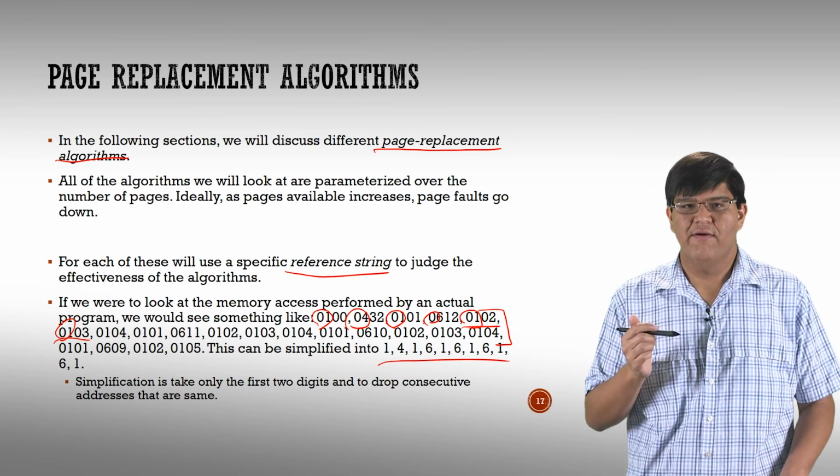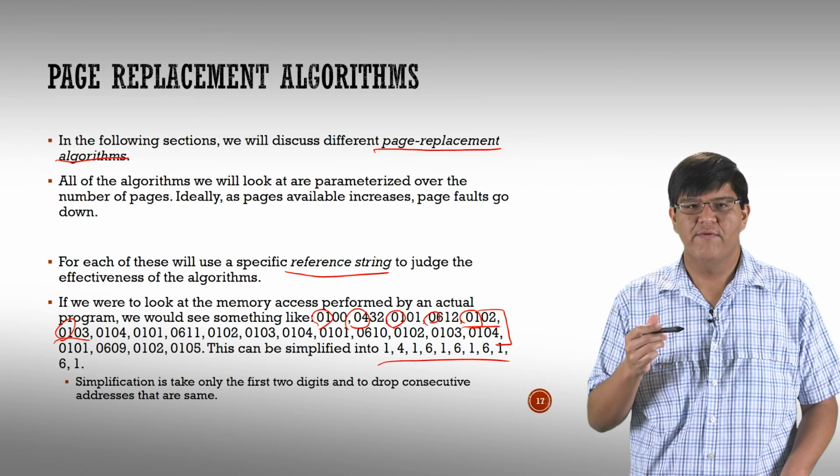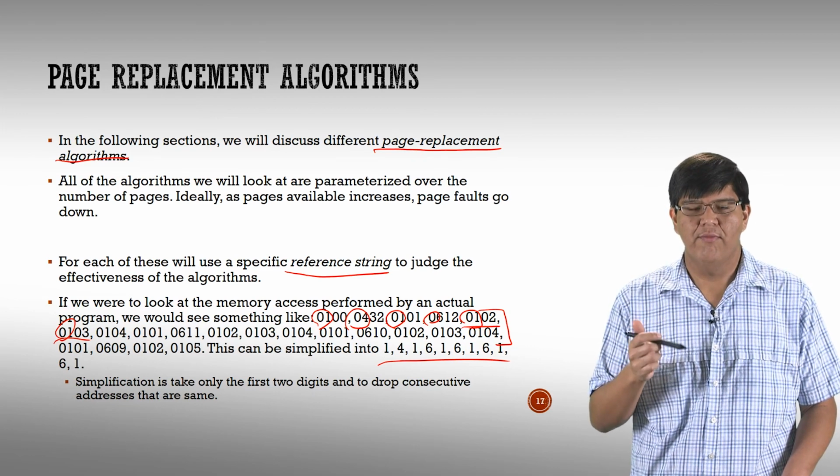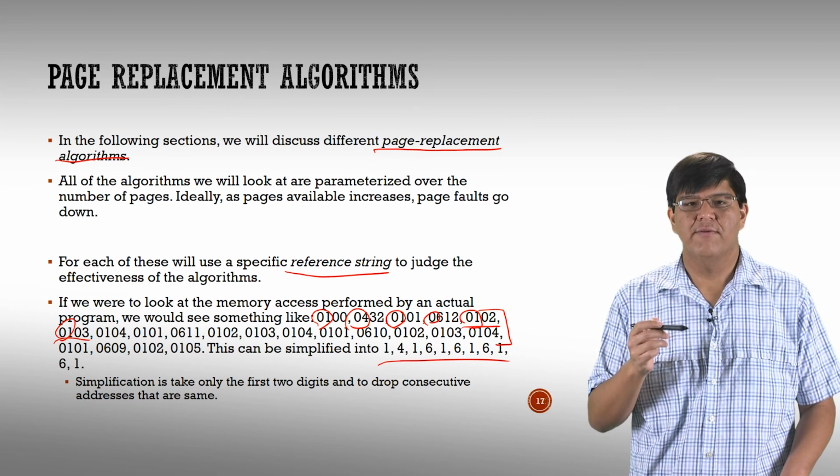All right, so that's what we've got. We're now going to spend some time looking at our different page replacement algorithms and figure out how well they perform, meaning how many page faults they trigger given some specific reference string.